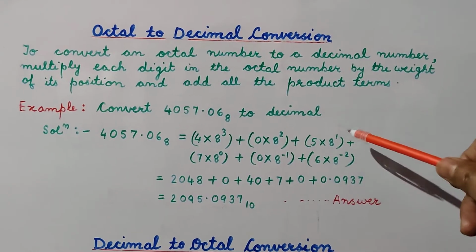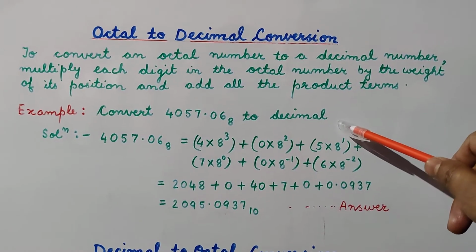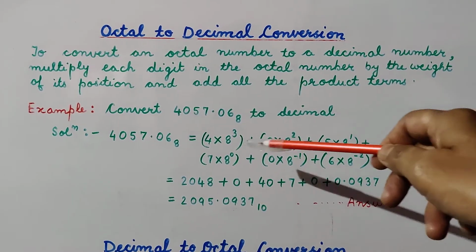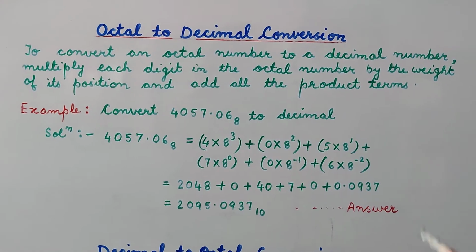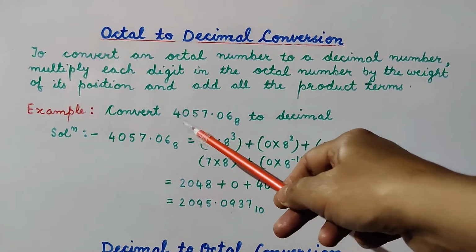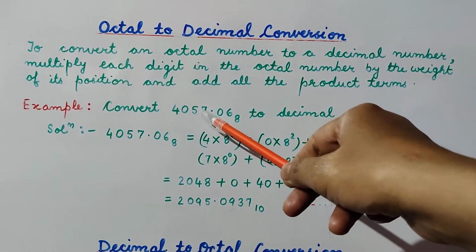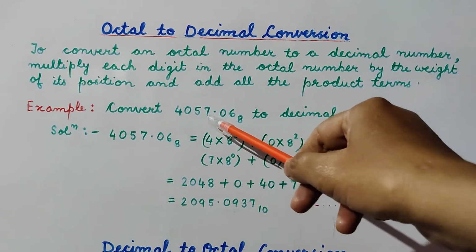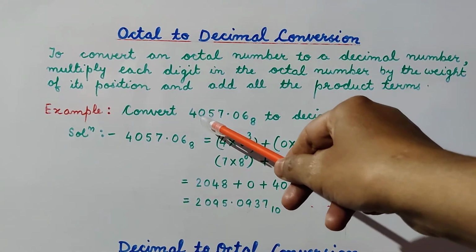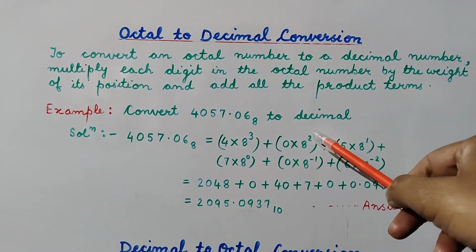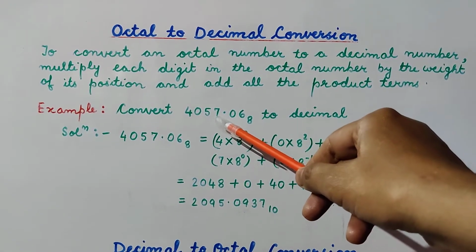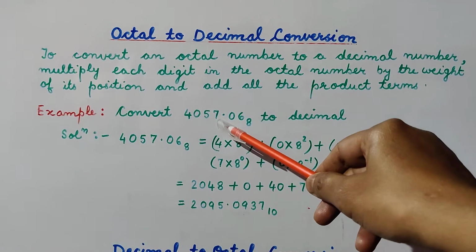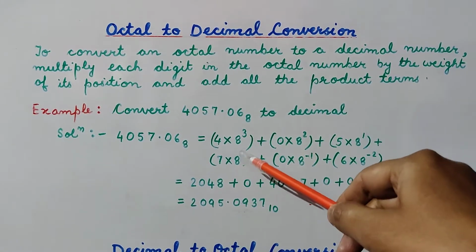Suppose we have to convert 4057.06, which is an octal, to decimal. So we will multiply each digit of this octal number by the weight of its position. This 4 has 3 digits after it, so its positional weight is 8 to the power 3. This 0 has 2 digits after it, so the weight of the position of 0 is 8 to the power 2. Similarly, this 5 has only 1 digit after it, so its positional weight is 8 to the power 1. This 7 has no digits after it, so the positional weight of 7 is 8 to the power 0.